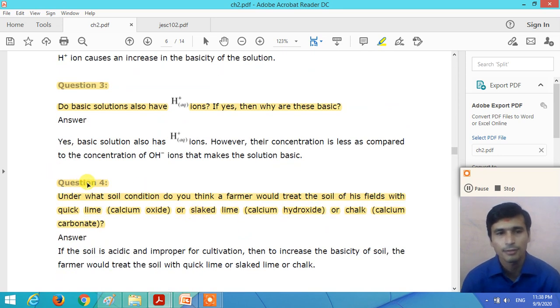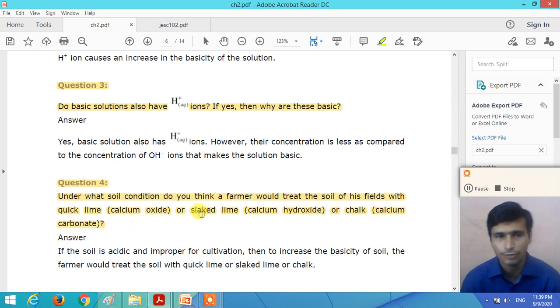Now question number 4. Under what soil condition do you think a farmer would treat the soil of his field with quicklime calcium oxide, or slaked lime calcium hydroxide, or chalk calcium carbonate? So dear student, here you have to remember the chemical name of the common name. Quicklime, the chemical name of the quicklime is calcium oxide, CaO. Slaked lime, the chemical name of the slaked lime is calcium hydroxide, right? And the chalk, the chemical name of the chalk is calcium carbonate, right?